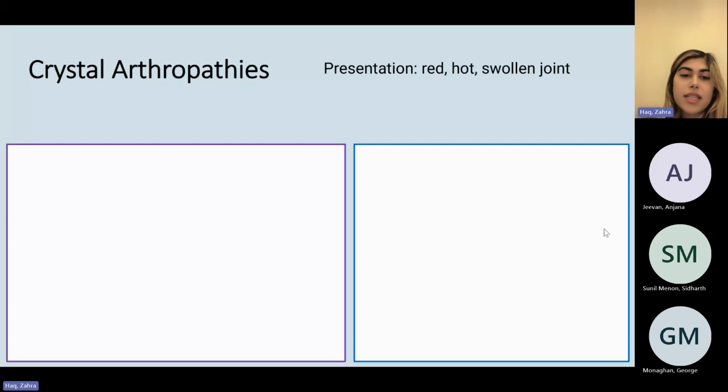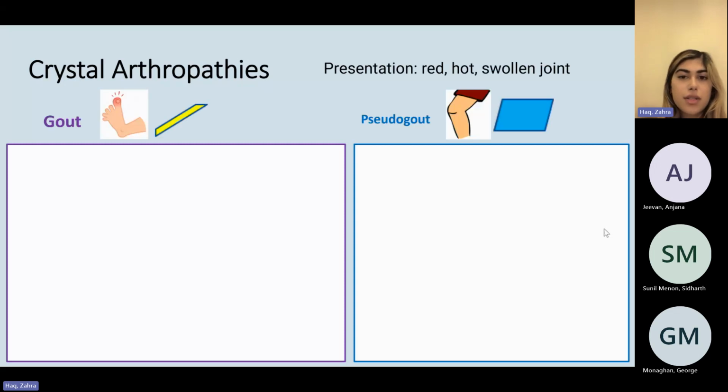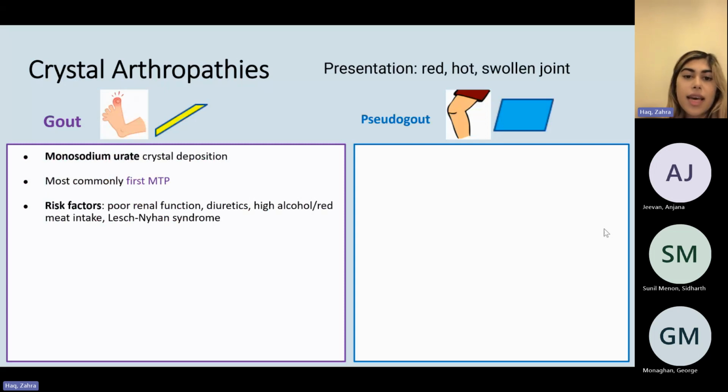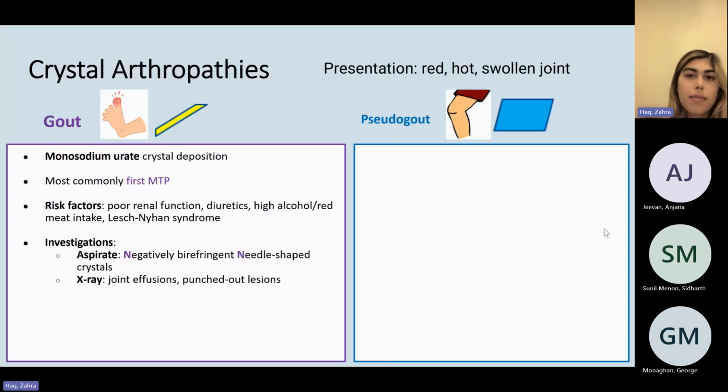Okay, so crystal arthropathies. There are two types, gout and pseudogout, and they have a similar presentation to septic arthritis as well. In terms of gout, I'm going to be comparing the differences. Gout is caused by accumulation of monosodium urate crystals, and it's most commonly in the metatarsophalangeal joint, so commonly said the big toe. Risk factors are poor renal function, diuretics, high alcohol, red meat intake, Lesch-Nyhan syndrome, but also just diets full of uric acid as well.